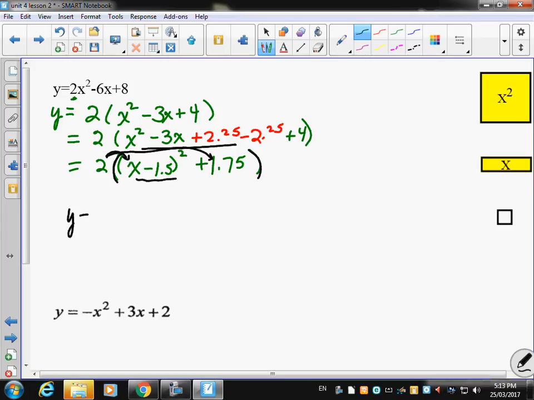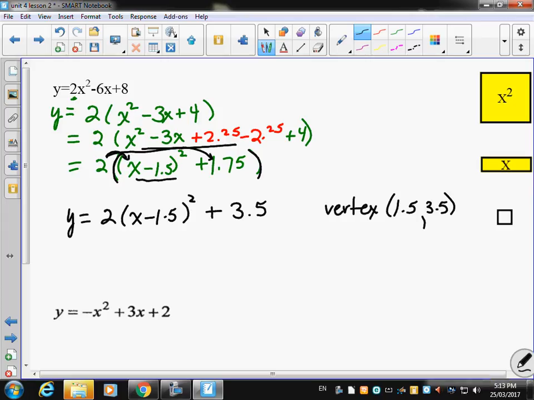Final answer. 2 times x subtract 1.5 squared plus 2 times 1.75, which would give me 3.5. There it is in vertex form. It's an ugly vertex, but we followed all the same principles as before. We will have a to the right 1.5 and an up 3.5. And this one opens upwards and has a vertical stretch factor 2. Very last one.